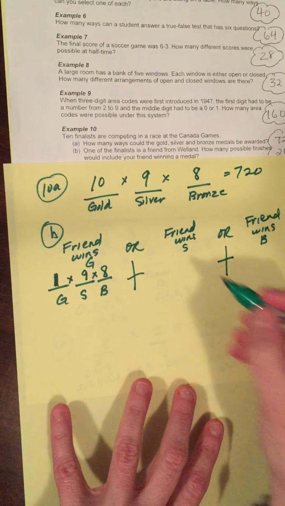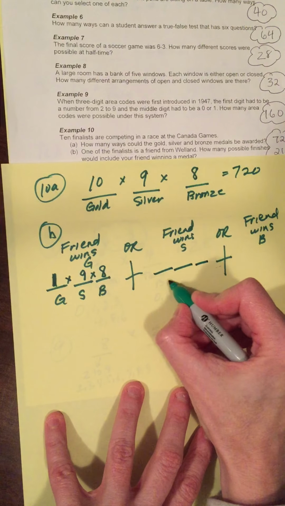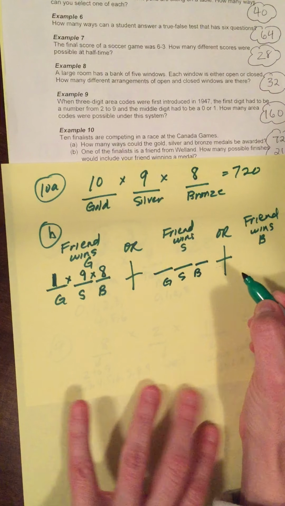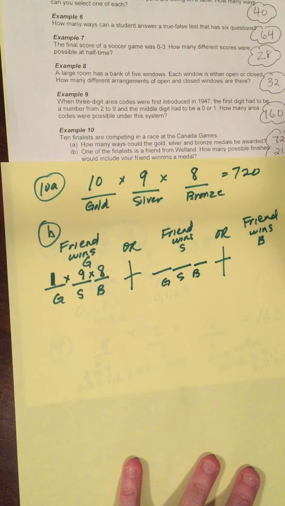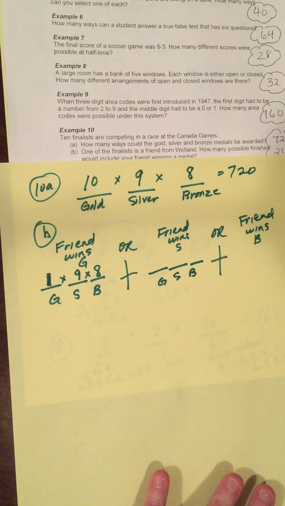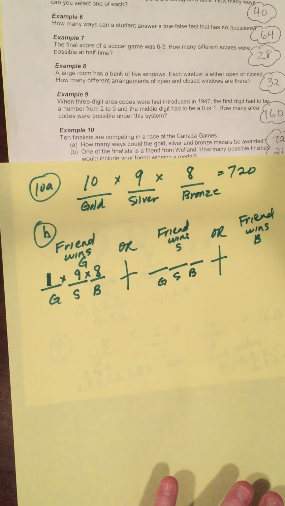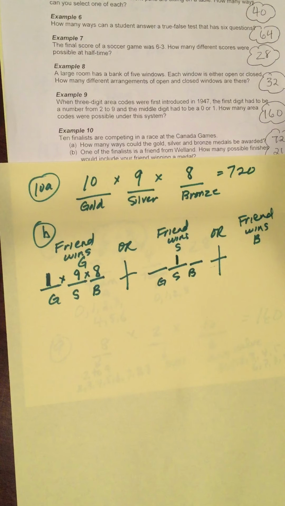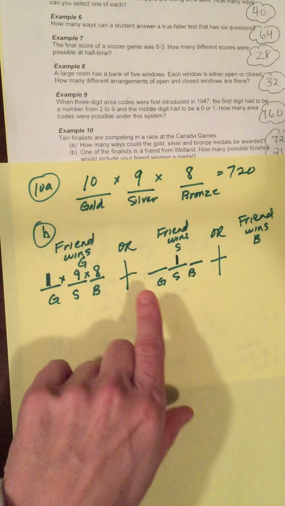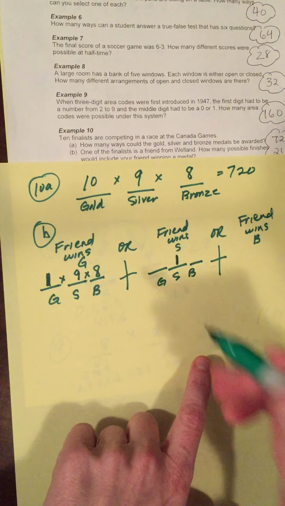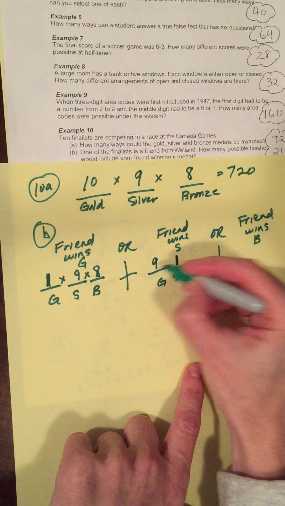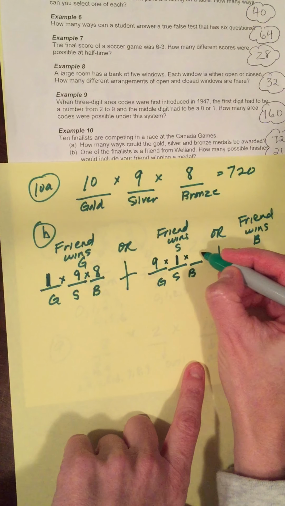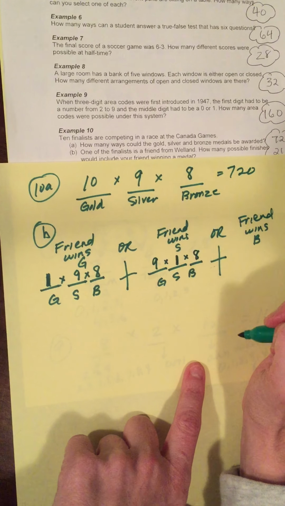Let's think about this scenario. Again, I'm waiting at the finish line and I see the runners come around the corner and I see my friend. He is in second place. It looks like he's going to win the silver. It very much looks like he's going to win the silver. That means how many other people have the possibility of winning the gold? How many other people have the possibility of winning the bronze?